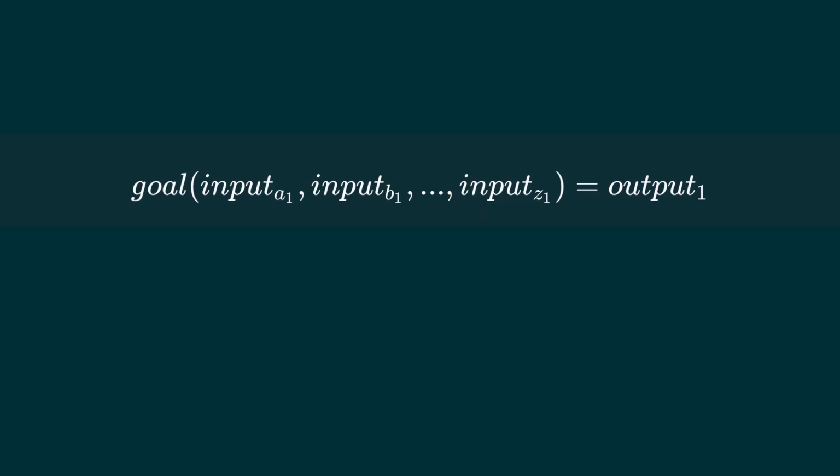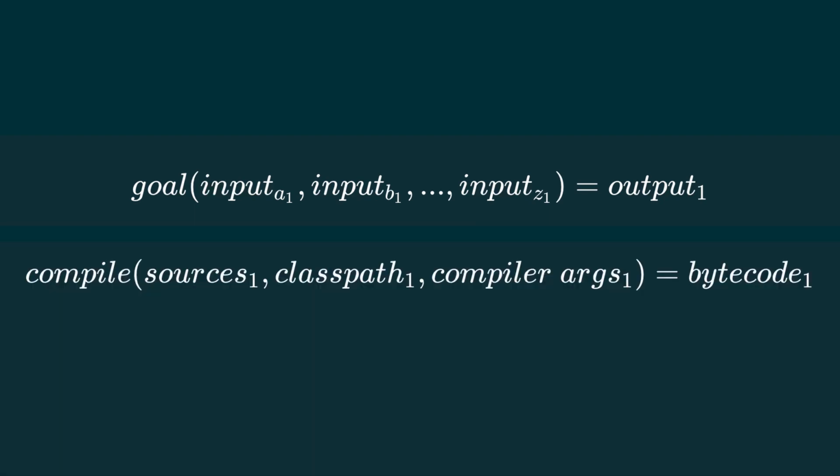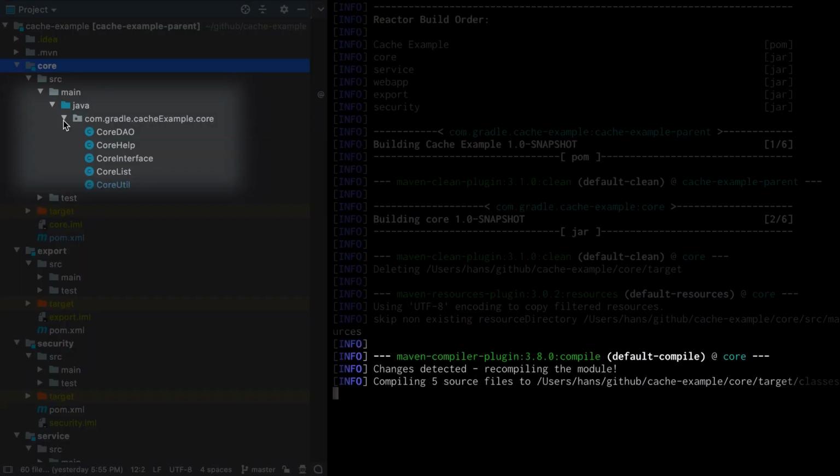We can consider a Maven goal to be a pure function. For a given set of inputs, it always produces the same output. For example, whenever you compile with the same sources, class path, and compiler configuration, you will always get the same bytecode. Now let's look in more detail at the compile goal of the core module.